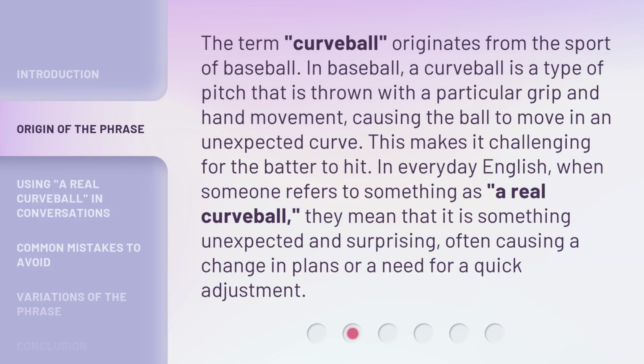The term curveball originates from the sport of baseball. In baseball, a curveball is a type of pitch that is thrown with a particular grip and hand movement, causing the ball to move in an unexpected curve. This makes it challenging for the batter to hit.